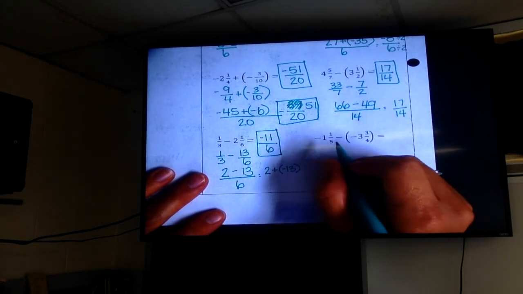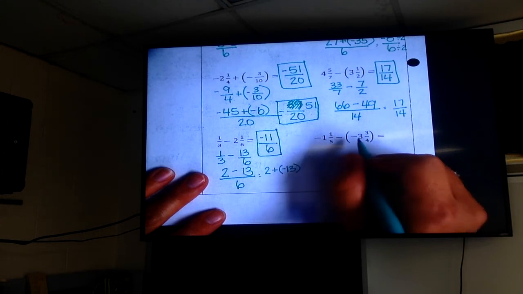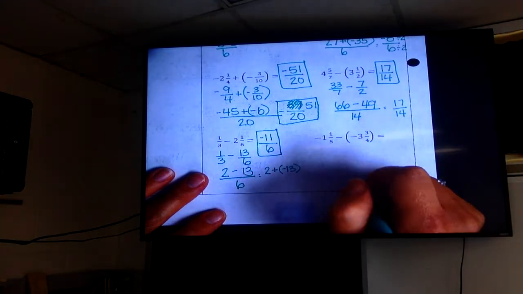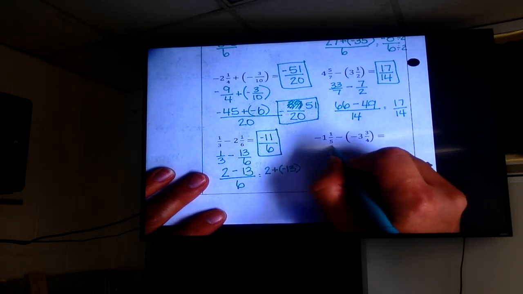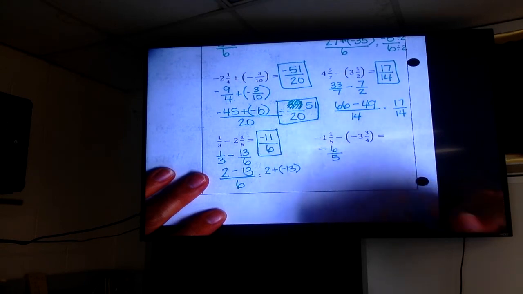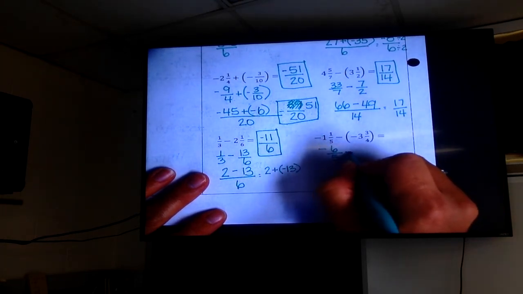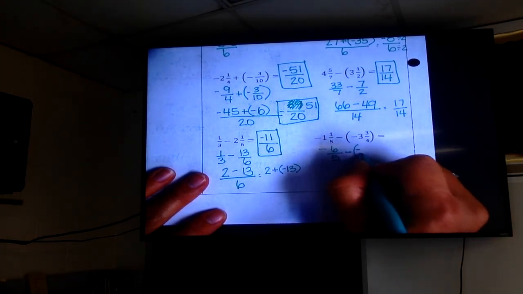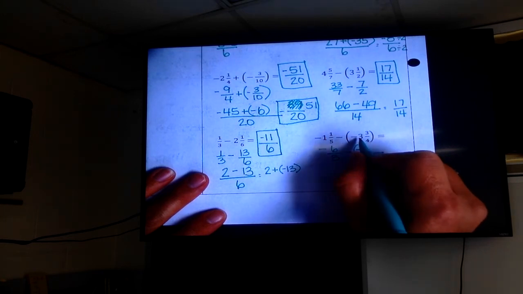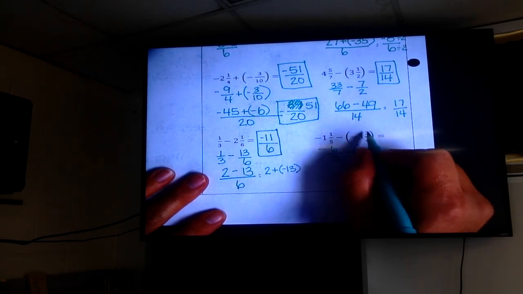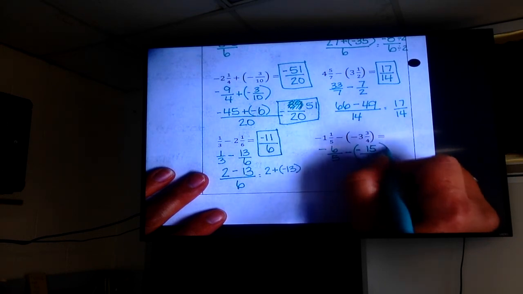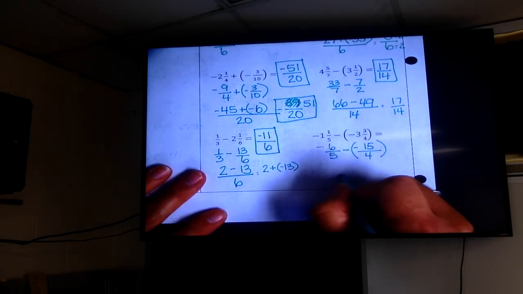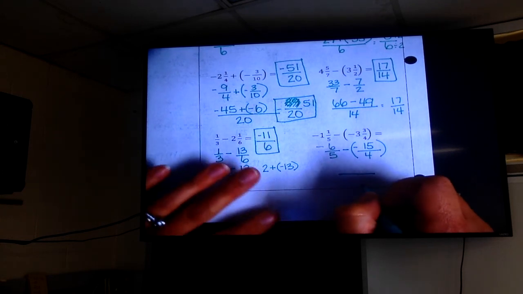Last one, negative 1 1/5 minus negative 3 3/4. So improper fraction first. 5 times 1 is 5 plus 1 is 6 fifths. Don't forget to bring down the negative. Minus negative 4 times 3 is 12 plus 3 is 15 fourths. I'm going to look for a common denominator of 5 and 4.